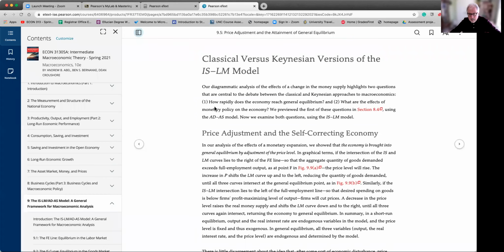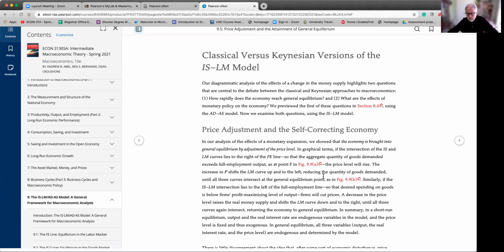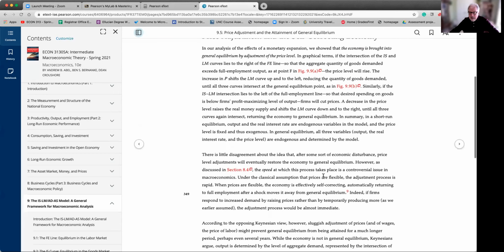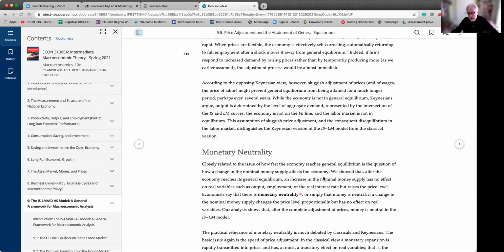And then we can talk about the IS-LM model through the lens of the classical versus Keynesian understanding of how the economy works. Those assumptions have to do with how quickly the price level adjusts, actually wages, nominal wages, and the overall price level in the economy. Again, that is the key difference between Keynesian and classical economists.